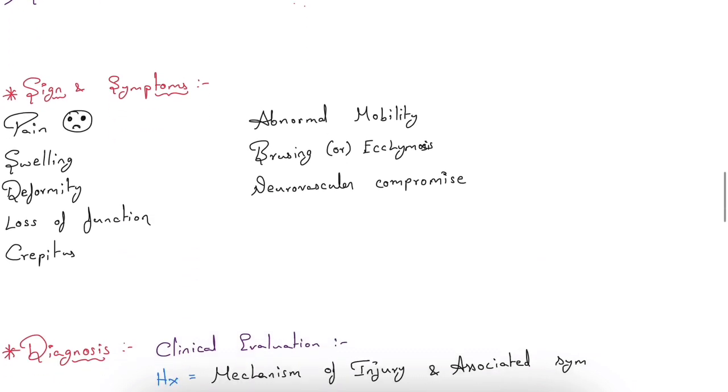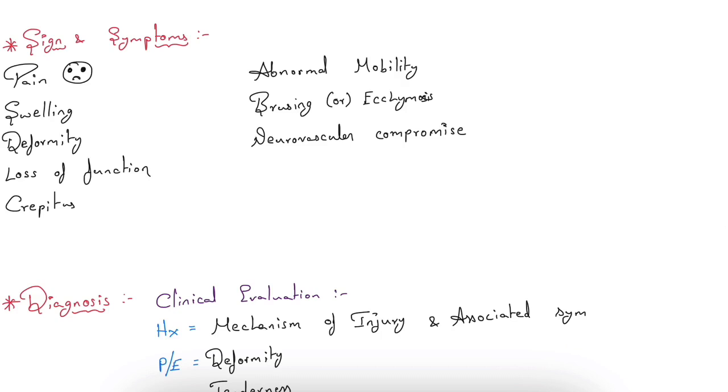Okay, so now we are going to discuss the signs and symptoms of fractures. Mostly, first we can see pain, also known as dolor. Next, swelling, tumor. Next, deformity, and loss of function, and crepitus, which means a sound while moving. We can also see abnormal mobility, bruising, ecchymosis, and neurovascular compromise. Neurovascular compromise means when a fracture happens, the surrounding blood vessels can rupture or tear, or the nerves can get stretched, and it can lead to neuropraxia.